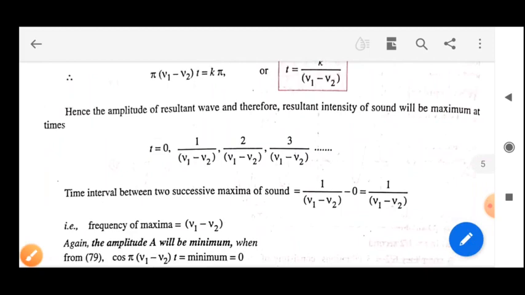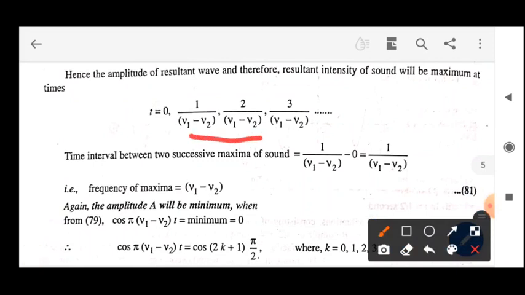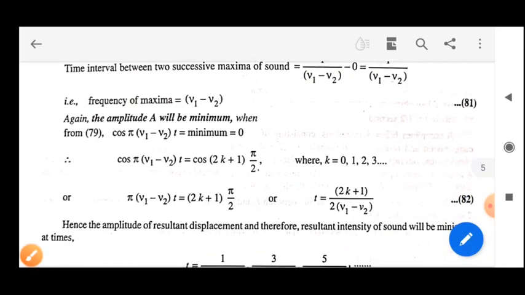Now next one, the time interval between two successive maxima is called the beat period. That can be calculated by just taking the difference of any two of these times, and that will be equal to 1 upon (ν1 − ν2). This is the beat period, and you know the frequency is the reciprocal of the beat period, so the frequency of the maxima will be ν1 − ν2. You can see now that the frequency generated is the simple difference of the frequencies.